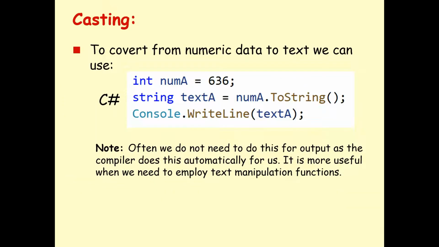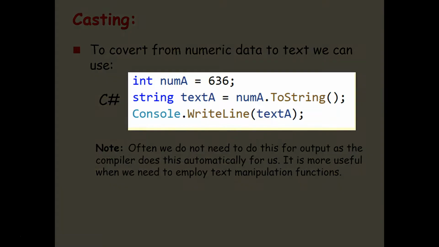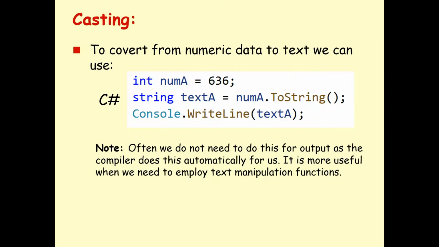To convert from numeric data to text, we can use .ToString, like in this example. Obviously, if we just want to print text out, we don't actually need to use ToString to convert it. I could just say Console.WriteLine(numA), and it would print fine. Generally, when we convert something to a string, it's because we want to do a bit more manipulation with it, and we'll look at string manipulation more in a further lesson.